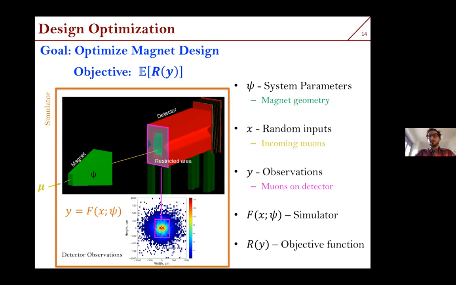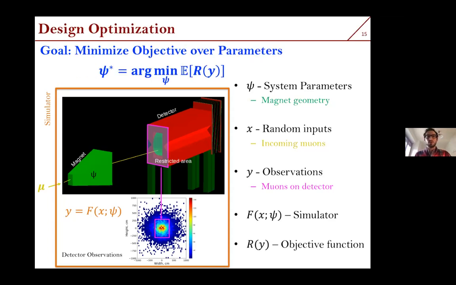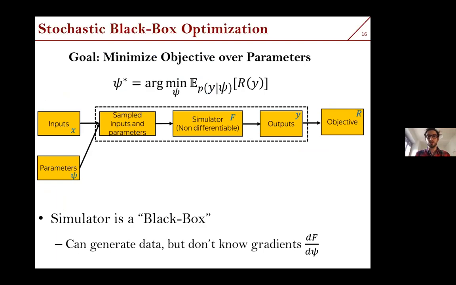Because this is a stochastic process, our objective is going to be the expected value of this loss over a bunch of muons. So our goal then is to optimize, or minimize, this objective function R over the set of magnet geometry parameters. Now, this is a bit challenging. Often when we think about optimization, one of the first things that comes to mind is gradient-based optimization, but our simulator here is a computer code that's been developed for many years. We can't necessarily compute gradients. So how do we do this?